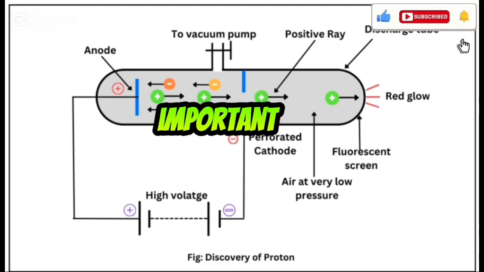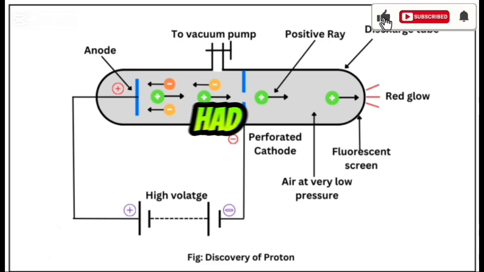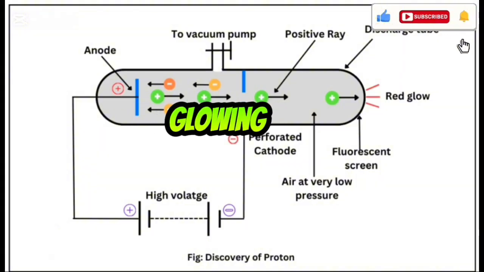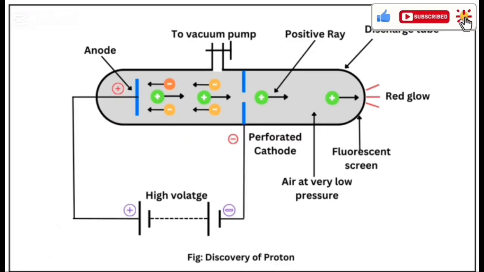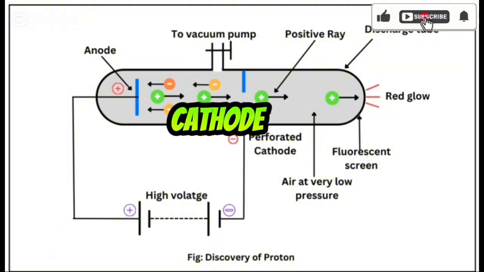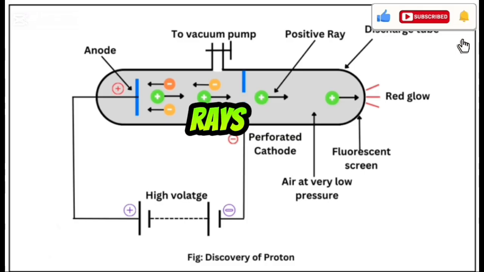Now here's the important part. Since the cathode had holes in it, some positive ions passed through those holes and continued moving behind the cathode. Goldstein observed glowing rays behind the cathode. He called these rays canal rays, because they passed through the canals or holes in the cathode. These rays were also known as positive rays, or anode rays.